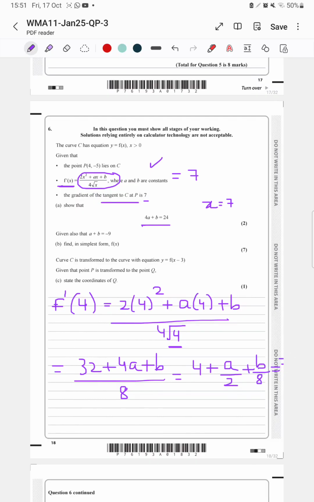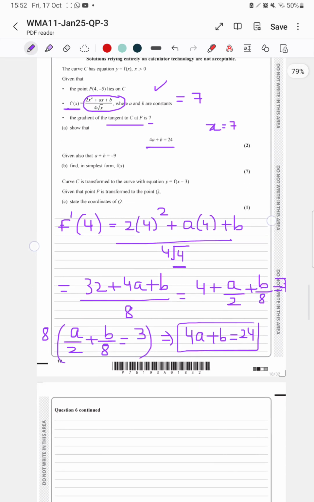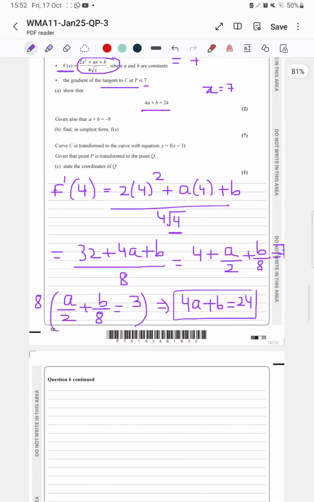equal to 7. So I got here a over 2 plus b over 8 equals 7, take away 4 which is 3. Now I will make it simple. So I will multiply the whole equation by 8. So this is gonna be 4a plus b is equal to 24, and this is the first part we had to prove. Now the second part of this question is find f of x in the simplest form.